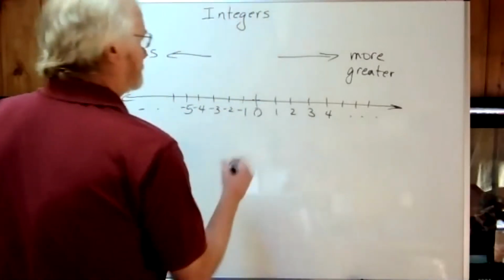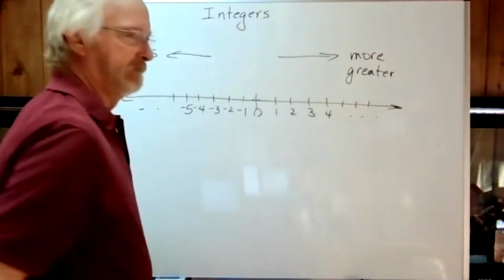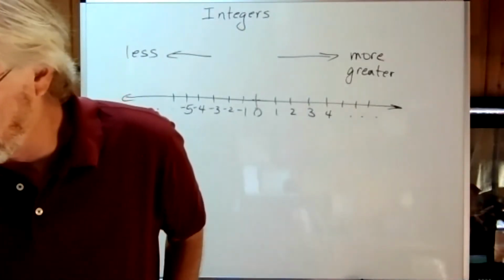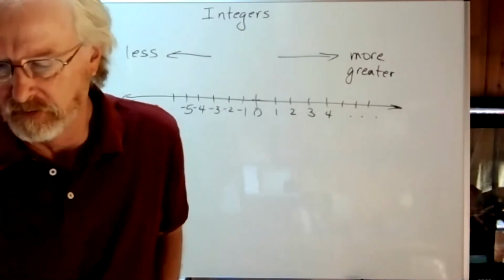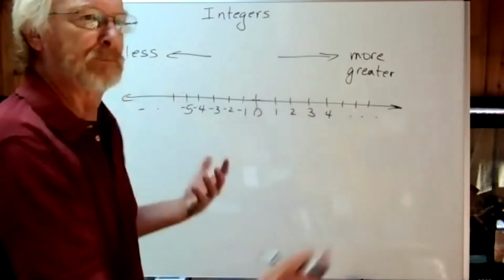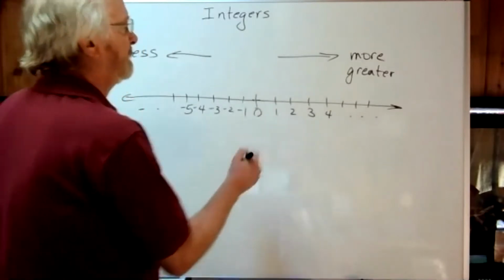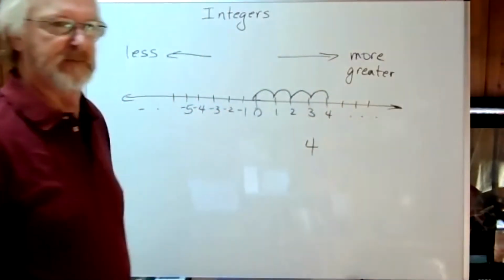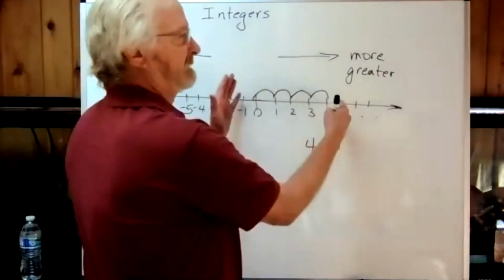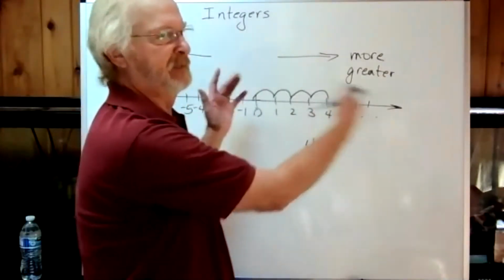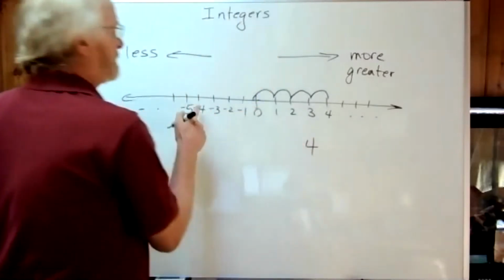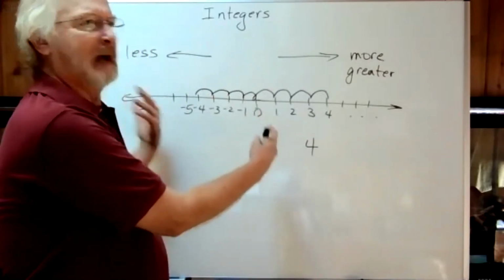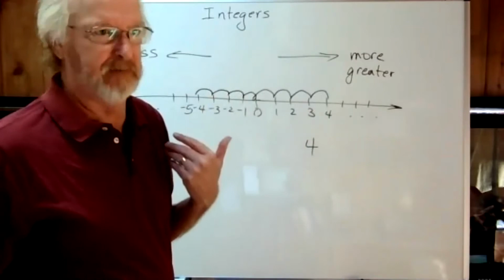And so from there, we move to their relative size. Well, this number 4 is 4 units from 0. It's a quantity of size 4. It happens to be in the positive direction. The number -4 is also 4 units from 0. It's a number that has a size of 4. It happens to be in the negative direction.